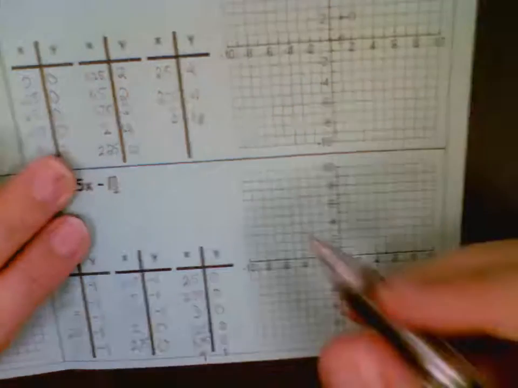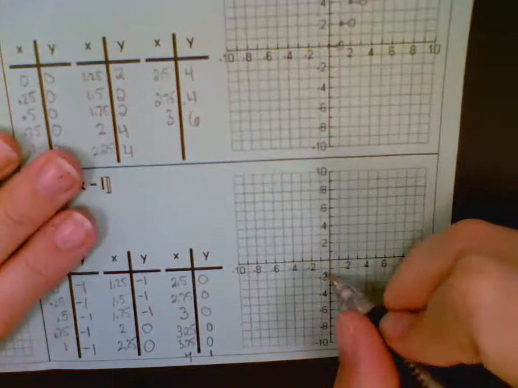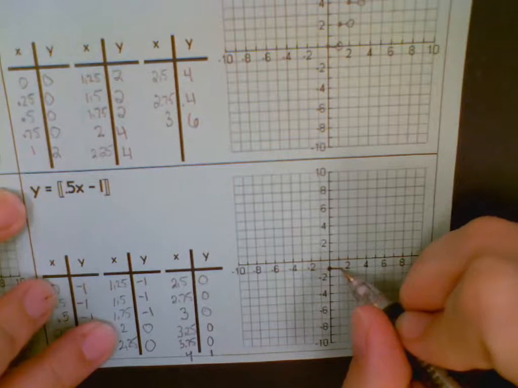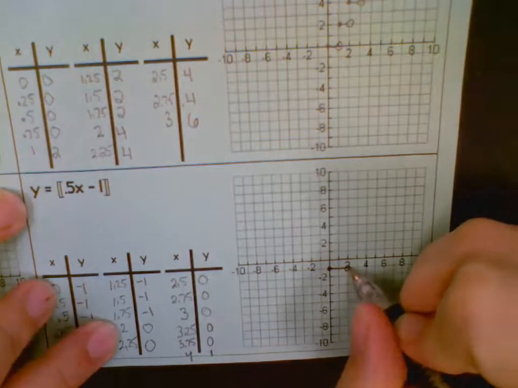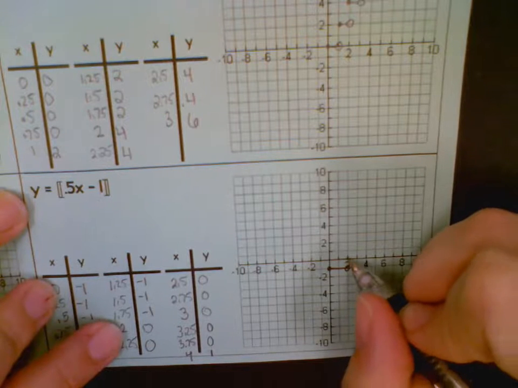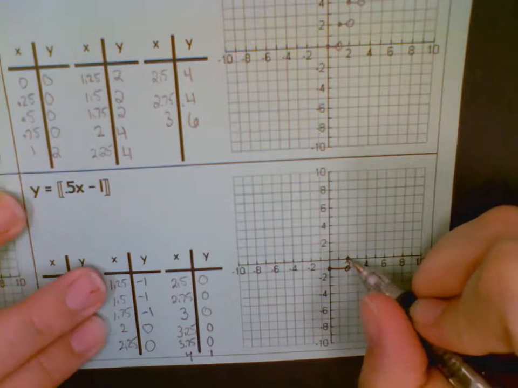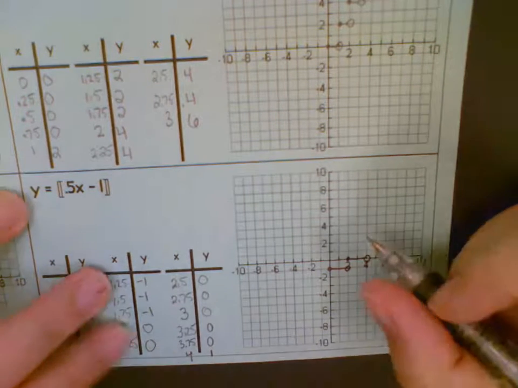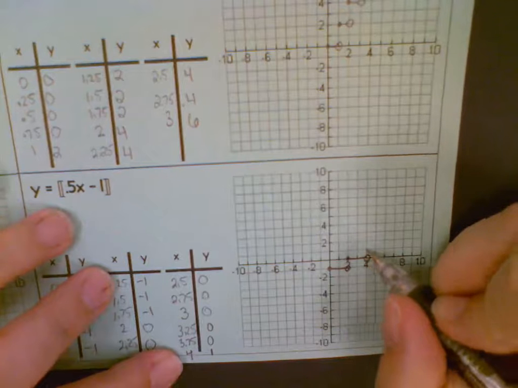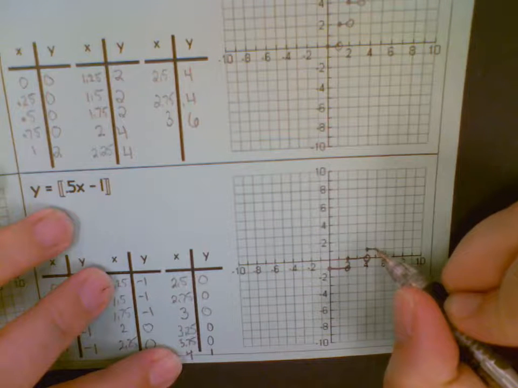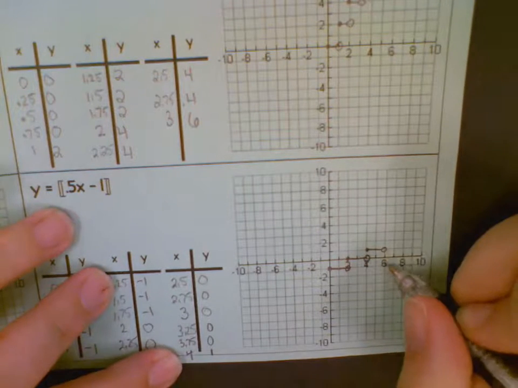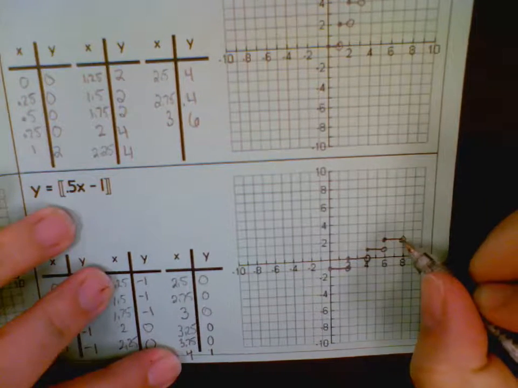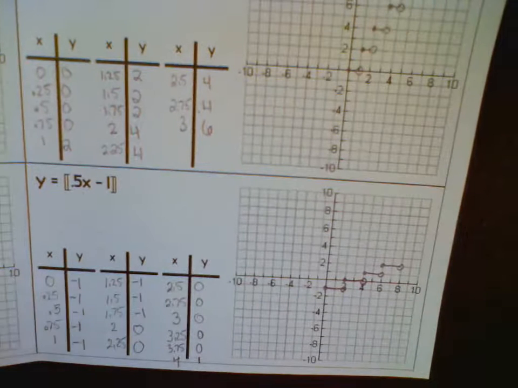Okay, so at 0, we're at -1, and we stay down at -1 all the way until 2. And then at 2, we jump to 0, and we stay there all the way to 4. And at 4, I know we didn't do it, well, we did kind of, we jumped to 1. We'd stay there all the way to 6. At 6, we would jump to 2. So once you do a little bit, you can see the pattern and you can keep making the graph bigger.